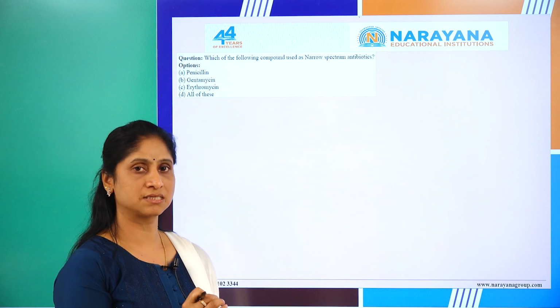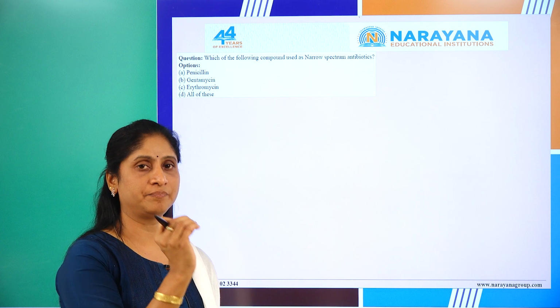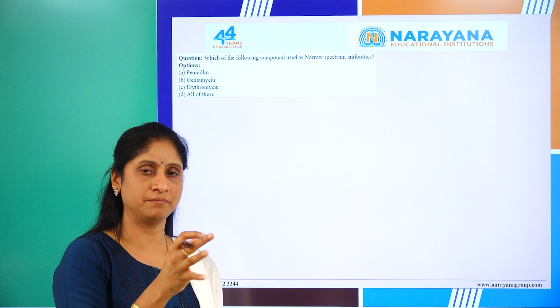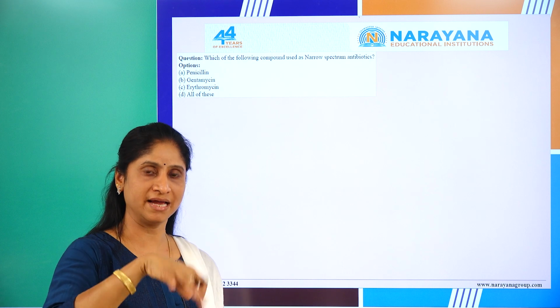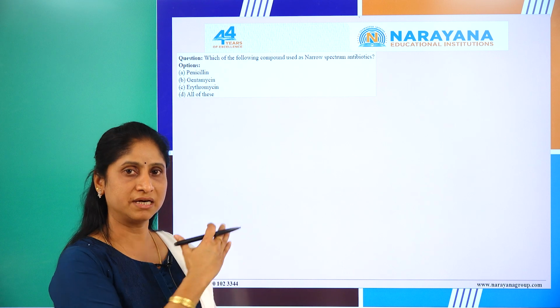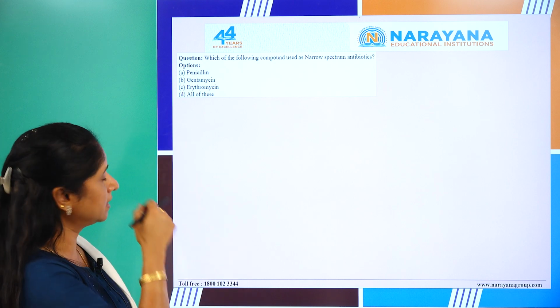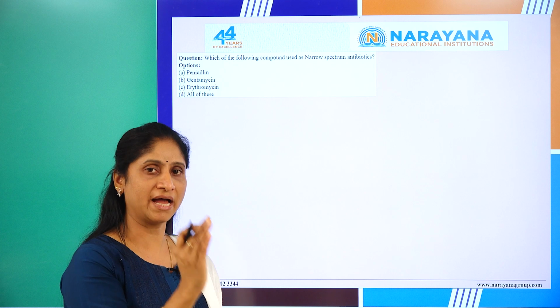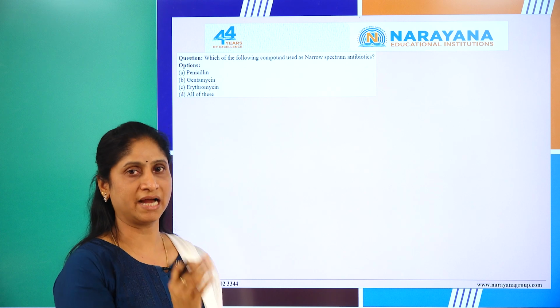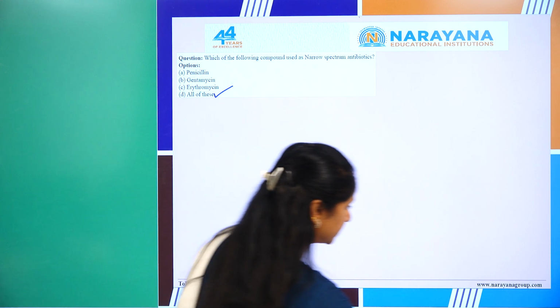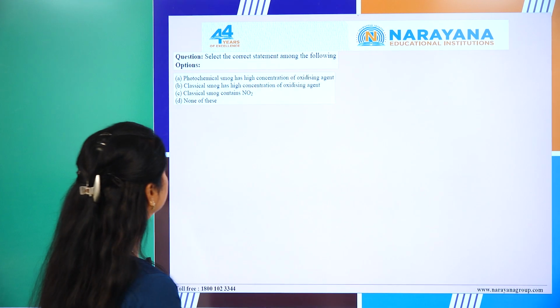Narrow spectrum means they act on either gram negative or gram positive bacteria, whereas broad spectrum means they will act against all types of bacteria. But these given, penicillin, gentamicin and erythromycin, act only on particular kinds of bacteria, hence I can go with all of these. So let us see the next question.